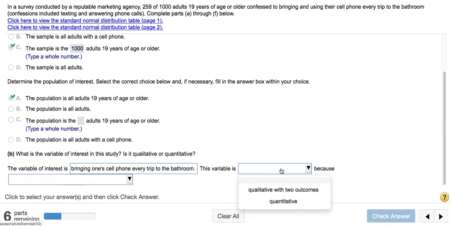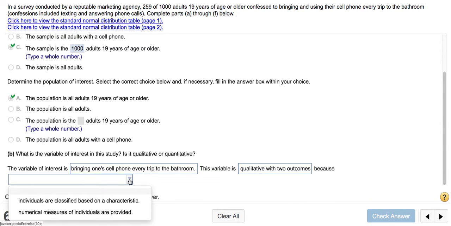And this type of variable, it's not quantitative, but it's a quality. You either do or you don't. And it's not a numerical measure, but it's based on a characteristic.